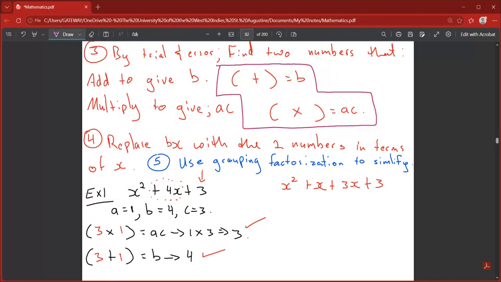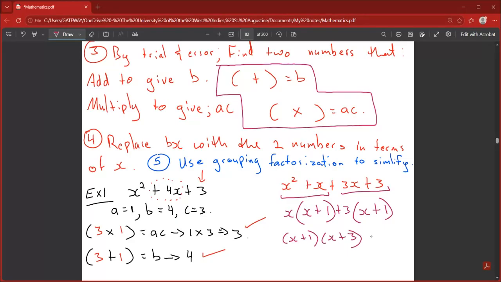So what we're going to do here now is group the first two terms and the last two terms. Between x squared and x, we take out the letter x, open bracket. x squared divided by x is just x, put your plus sign. x divided by x is 1, close your bracket. Between 3x and 3, taking out the number 3, open bracket. 3x divided by 3 is x, and 3 divided by 3 is 1. You're going to take out the x plus 1 now, and put x plus 3 in the other bracket. And that is basically our answer: x plus 1 times x plus 3.